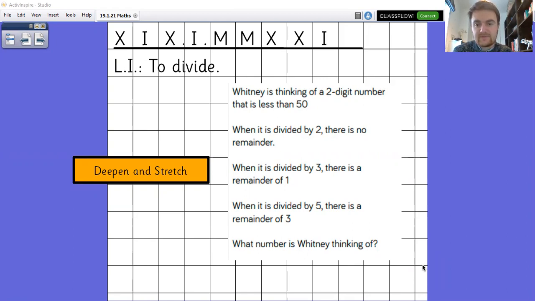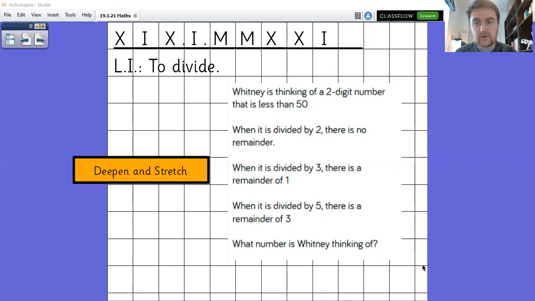And when it is divided by 5, there is a remainder of 3. Now we know that multiples of 5 end in either 0 or 5. So it would have 3 left over, which means it has to end in either a 3 or an 8. We know from the first clue that it's an even number, so it must end in 8, be lower than 50, and be 1 more than a multiple of 3.